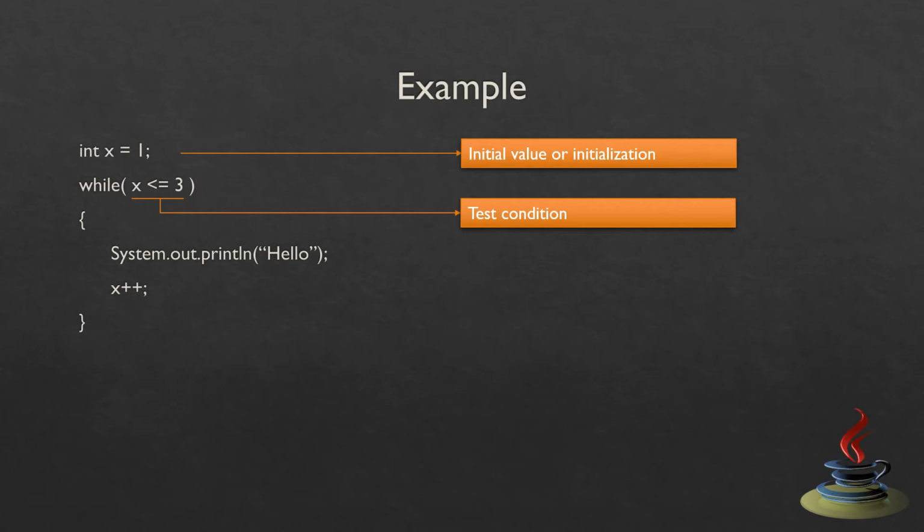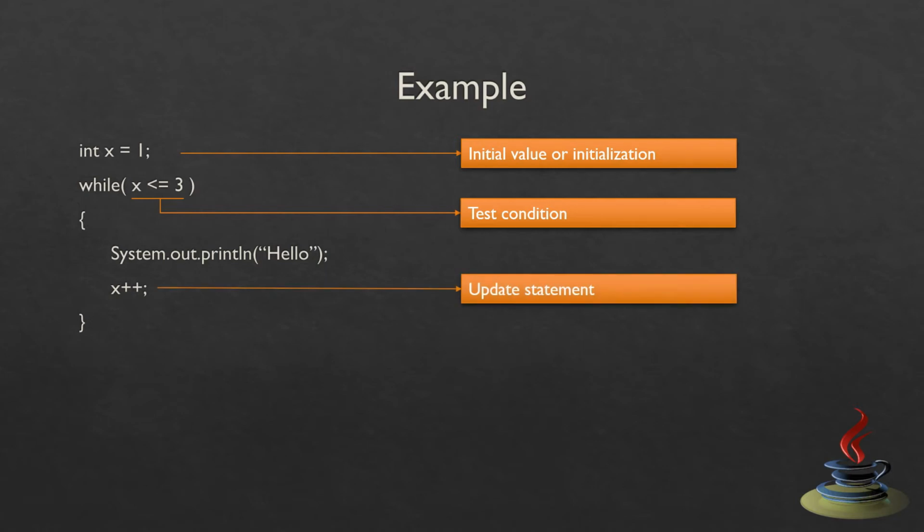That means this condition is satisfied. That means this condition returns true. Then the statement or body of the loop will be executed, and the update statement is what? x++. So x++ means it increments the x value from 1 to 2. 1 plus plus means it's 2. Again it checks the condition, 2 is less than or equal to 3. According to that it will execute it.